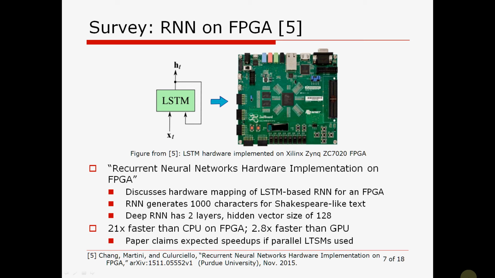The RNN they used was to generate 1,000 characters of Shakespeare-like text. So the RNN would generate 1,000 outputs over 1,000 time steps. Those characters would be combined together to look something like what Shakespeare may have written in one of his plays or poems. And as I said before, this deep RNN uses just 2 layers. They also discuss some performance comparisons with other types of platforms, which I'll get into later in the talk.